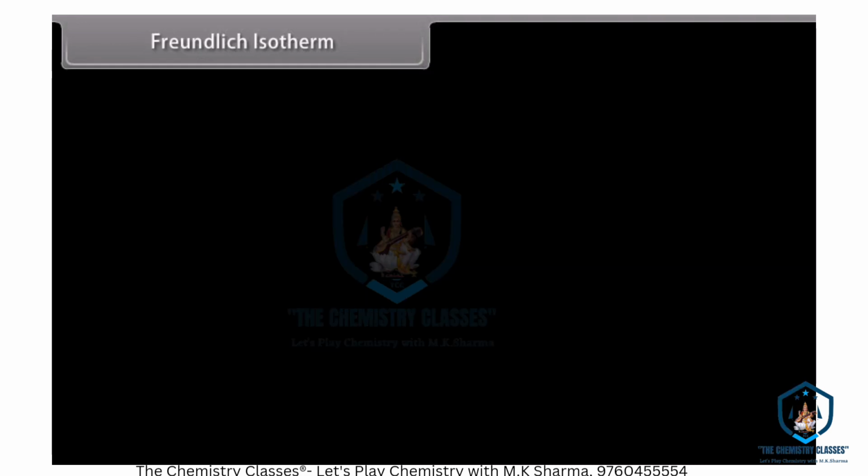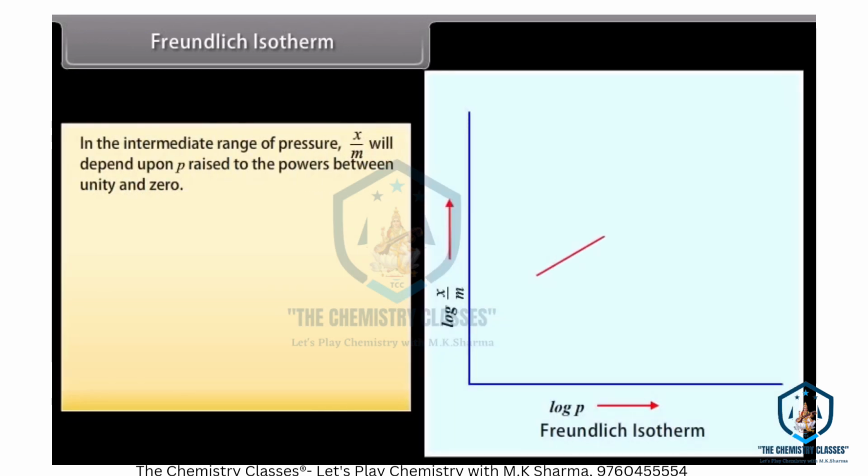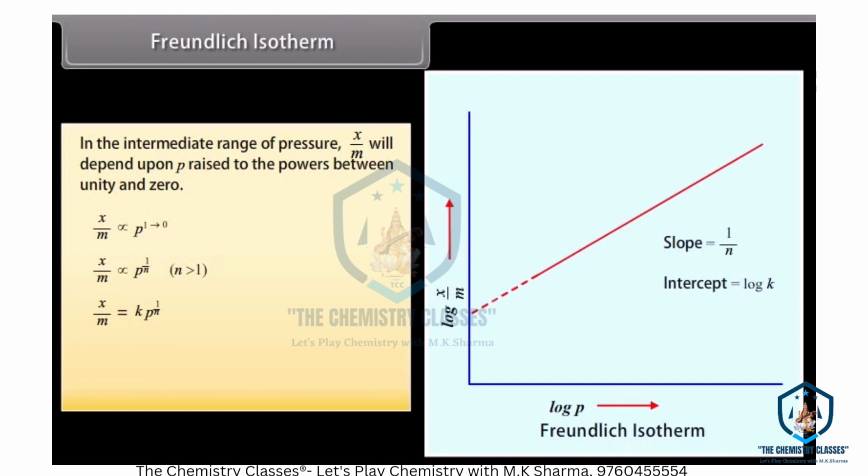Freundlich isotherm. In the intermediate range of pressure, x/m will depend upon P raised to powers between unity and 0. This can be expressed as x/m ∝ P^(1 to 0), or x/m ∝ P^(1/n), where the value of n is greater than 1, or it can be written as x/m = k P^(1/n).